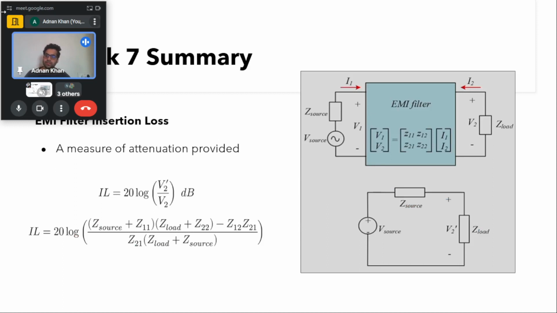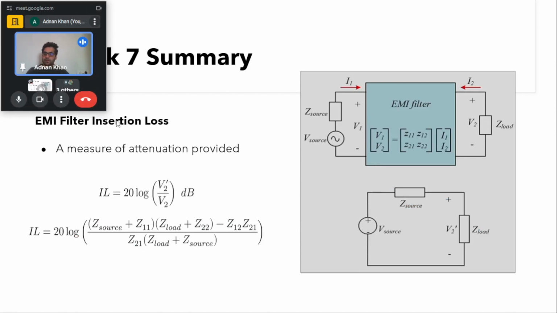So the final thing that was being taught is EMI filter insertion loss. This gives us the measure of the attenuation that is being provided by the EMI filter. So the insertion loss is given as 20 log.